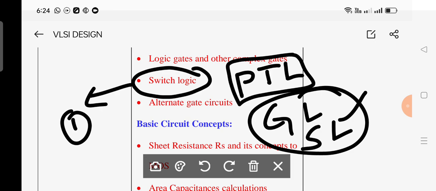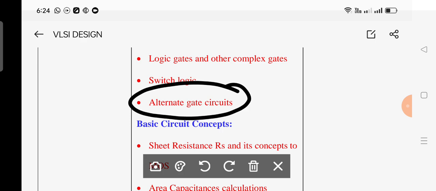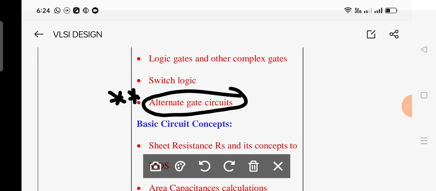Next, is there any alternate for the CMOS circuit? Absolutely, we have so many alternate gates for the CMOS circuit. We will talk about this. This is the first priority question in your third unit. You have to study this one very carefully. Let us consider this the first part of unit number 3.